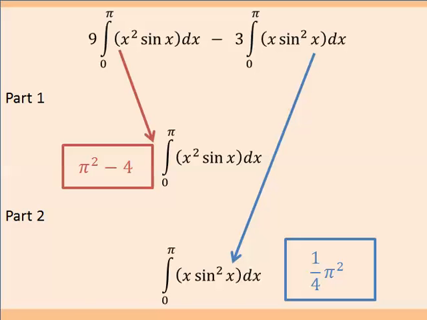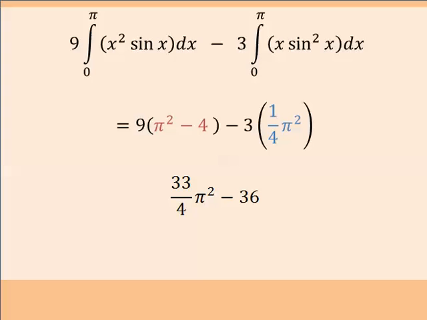Let's put this all together. Don't forget to add in the coefficients of 9 and -3. When I do that and do the arithmetic, I'm left with 33/4 pi squared minus 36.